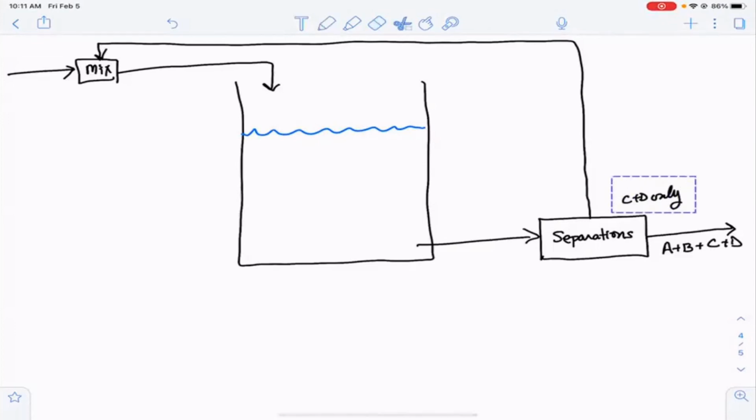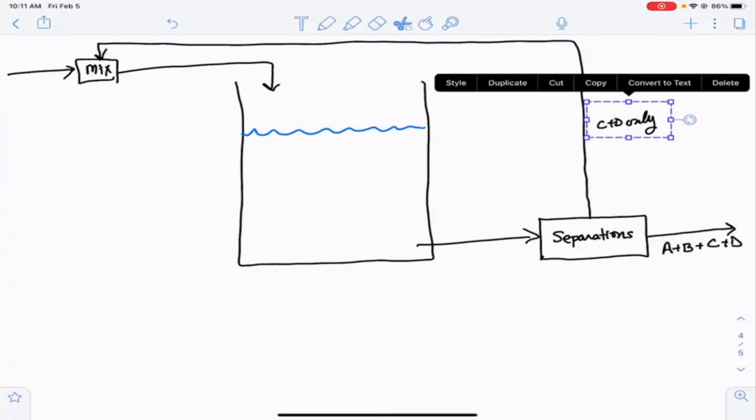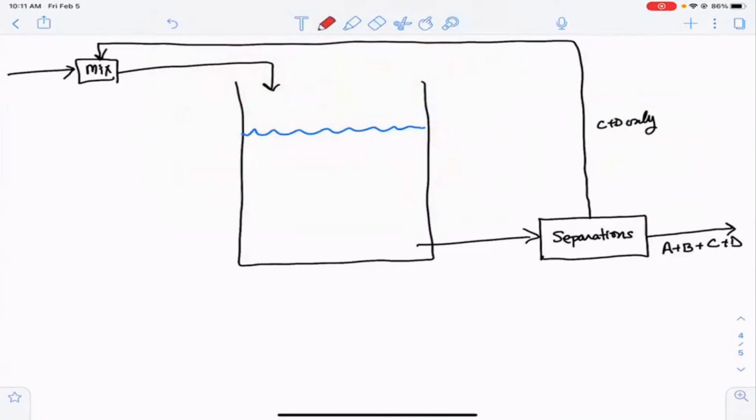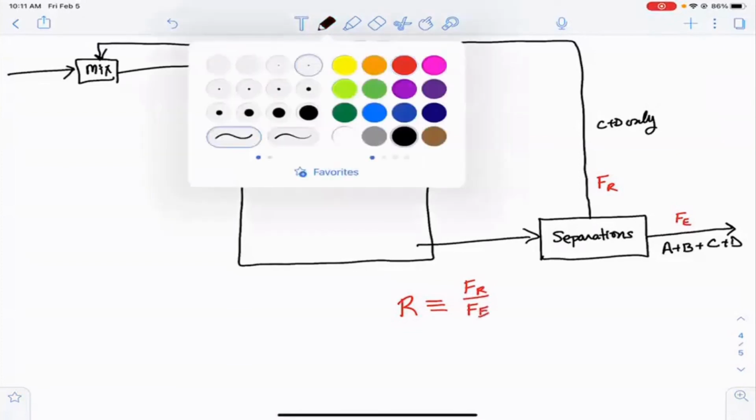So how much C and D should we add? And how much would that boost the conversion? Well, that's a really good question. To do that, we oftentimes control this ratio: the flow rate of that stream, which we'll call FR, and the flow rate of the stream exiting, which we'll call FE. And so we define what's usually called the recycle ratio, R, which is equal to FR over FE.